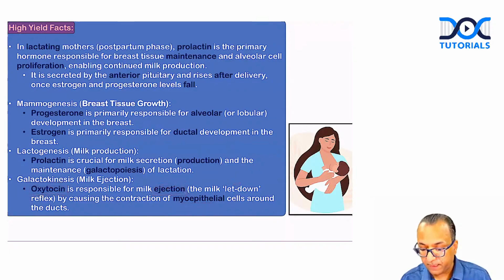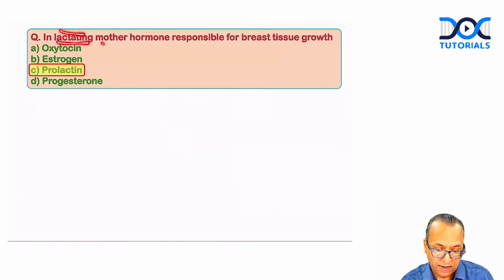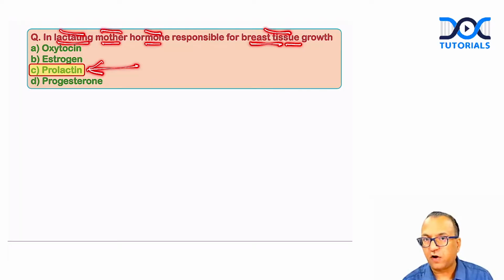A question came where they showed a mother feeding the baby and asked which hormone is responsible for this. Of course, oxytocin, because feeding the baby means milk ejection, baby suckling, and that suckling effect will result in milk ejection. So their answer was oxytocin. Now, lactating mother, hormone responsible for breast tissue growth. Of course, I'll keep my answer as prolactin, because the levels of estrogen and progesterone go down after the baby is born.